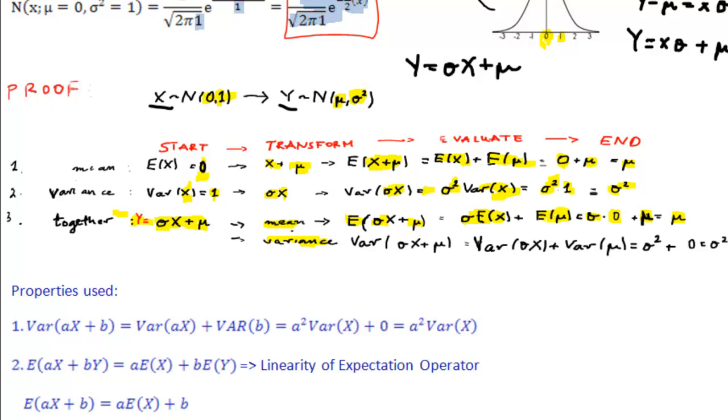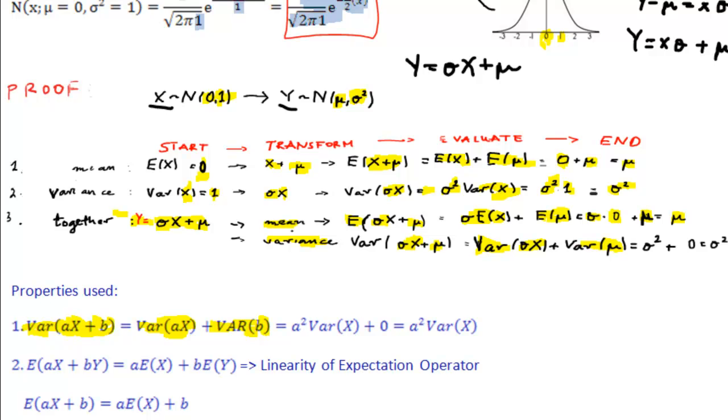Now how about variance? Well, variance is just slightly more complicated, but only a tiny bit. Variance is going to be of sigma times x plus mu. So the variance of this is just the variance of sigma times x plus the variance of mu. Why? Because this is coming from the standard property of variance, which I put here as property number 1. If you have a random variable times a constant plus a constant, you can actually treat it as the sum of two separate terms.